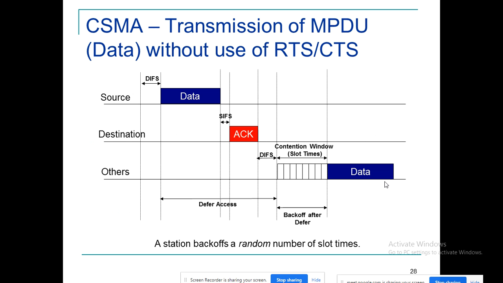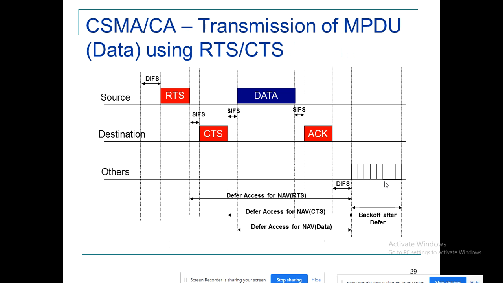Backoff. That is the term. Remember, backoff. A station backs off a random number of slot times. So it's like the animation that we have seen. The random number can also vary between stations. So that's the contention window. How much time it needs to become empty will be decided based upon the random number. That's my contention window. So using RTS CTS, it's very easy for me to manage.